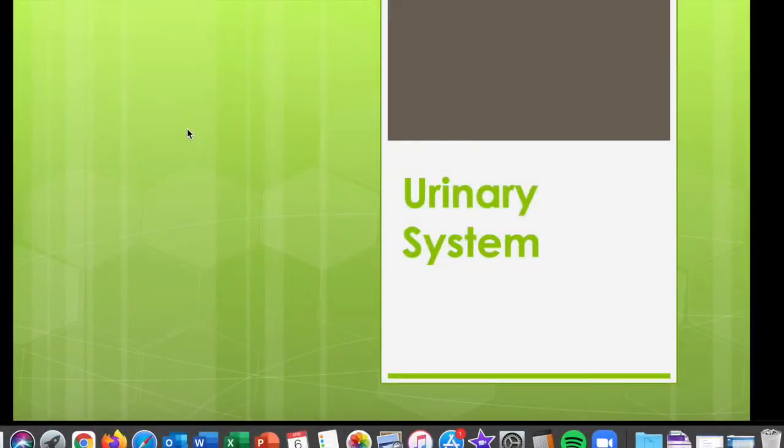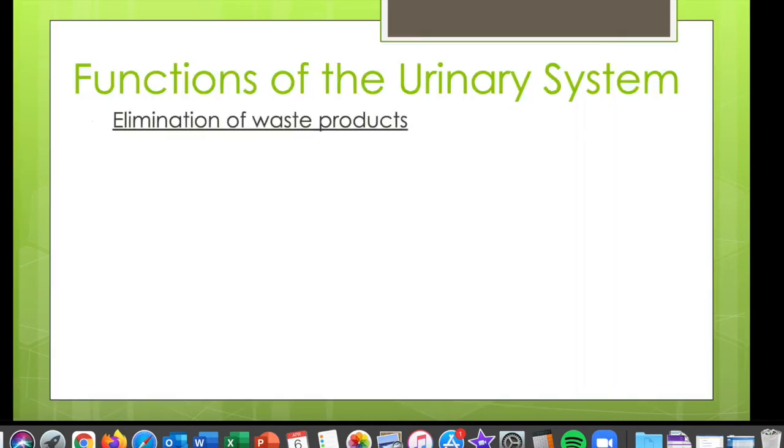The next system that we are going to be studying is the urinary system. So we're going to go through some intro stuff with this, and then we'll be doing a lot more with information that will be introduced in this lesson as we go through our work on this system. If we look at the functions of the urinary system, the main function is to eliminate waste products from our body.